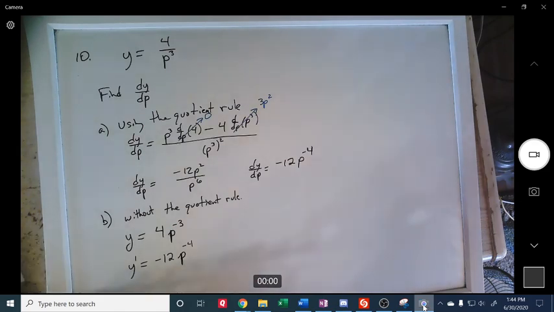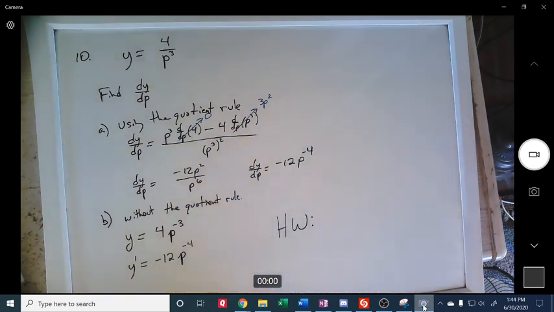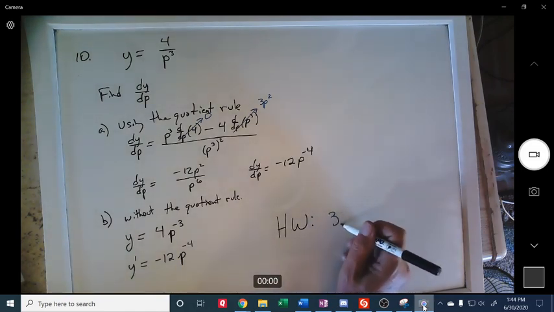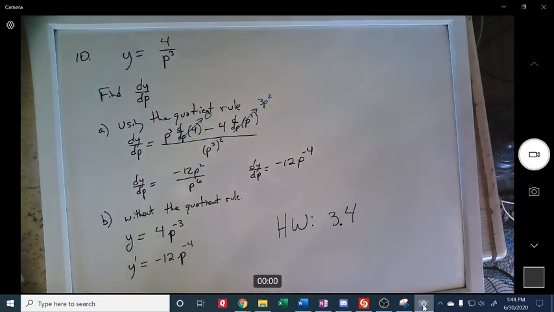All right, the homework is section 3.4, which I'll be spot checking tomorrow. Any questions or comments?